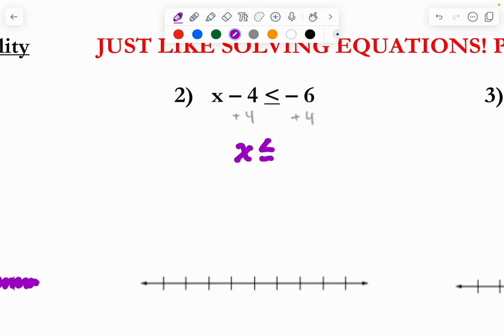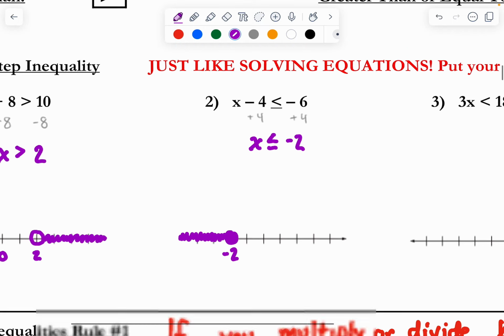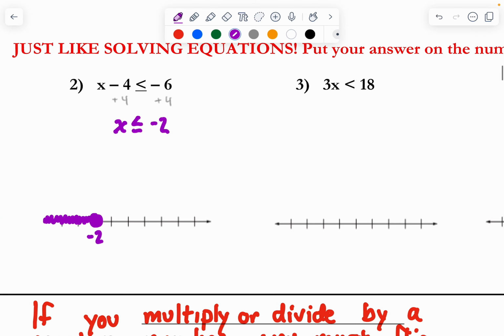Here we're just going to add 4 to both sides. We'll get x is less than -2. Again, less than or equal to -2. Put that wherever you want. Just make sure that you plot that -2. Put a circle there and make sure it's closed.